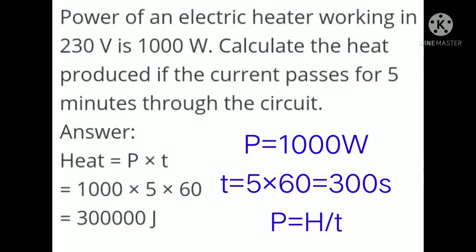We know power P is equal to heat by T. That is P is equal to H by T. From this equation, we can calculate heat H is equal to P into T. Substituting the values, 1000 into 5 into 60. That is, we got 3 lakh joule. That is the answer. Joule is the unit of heat. Here we can calculate the heat. We have given power and time. From this equation we can calculate the value of heat.